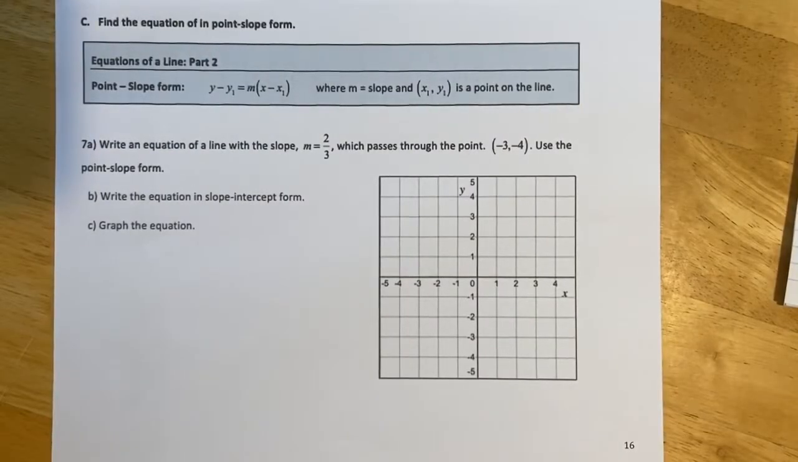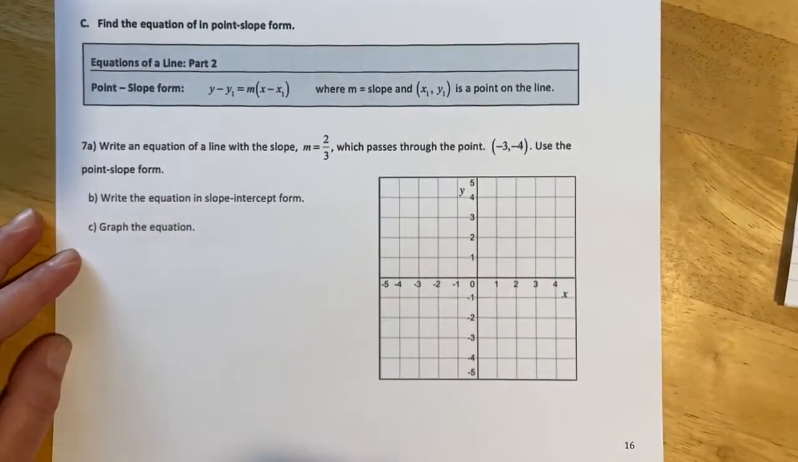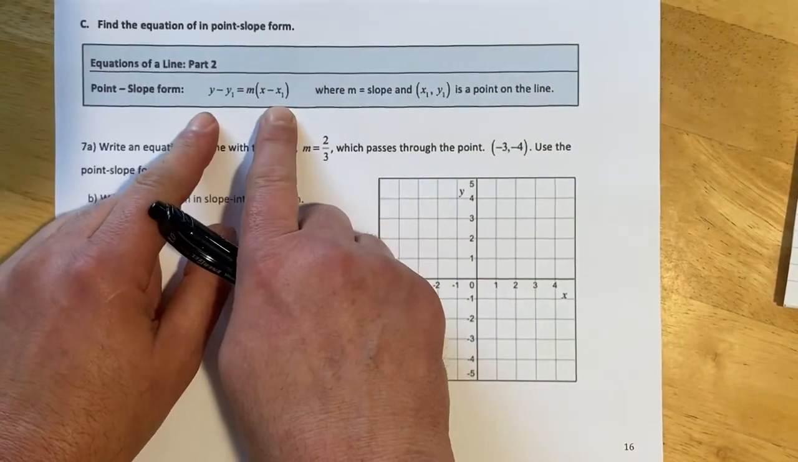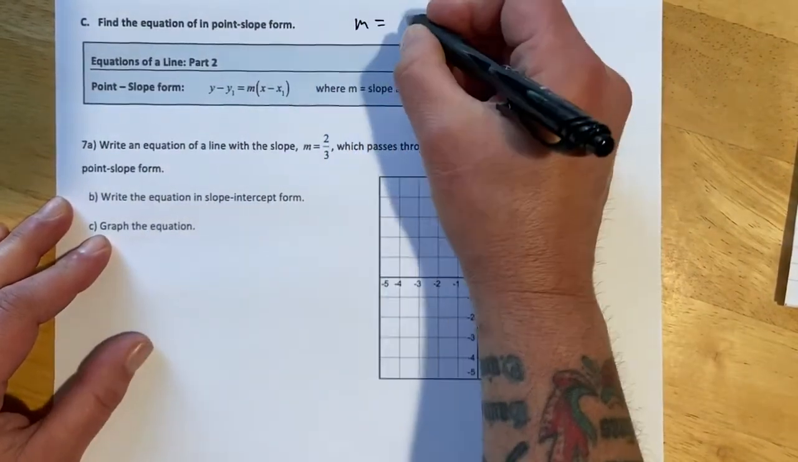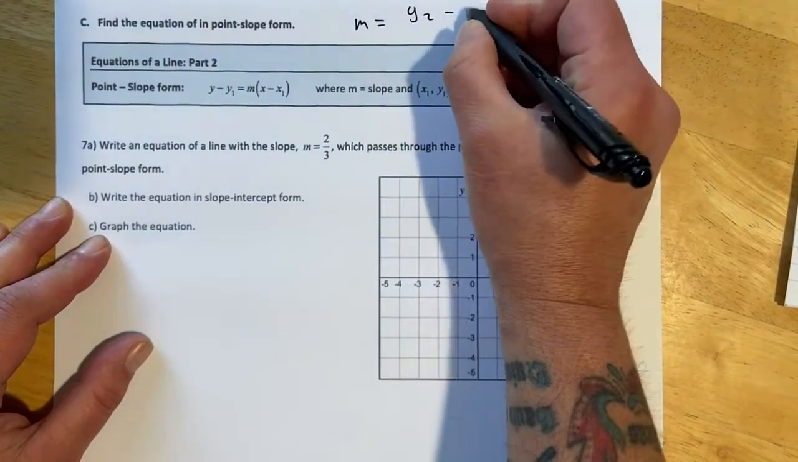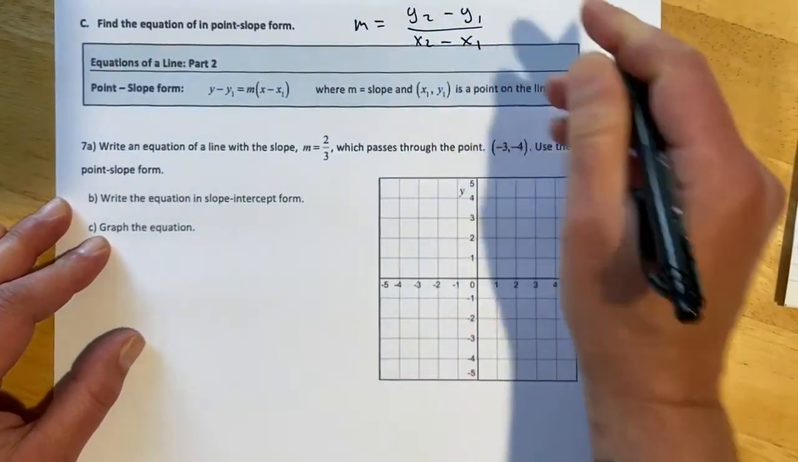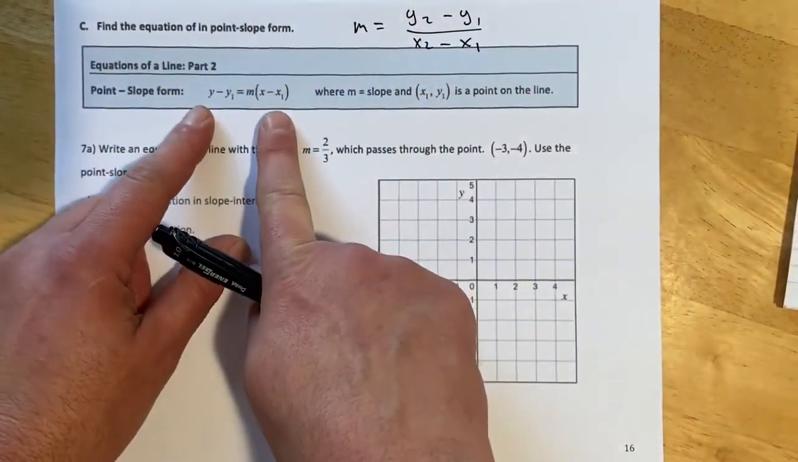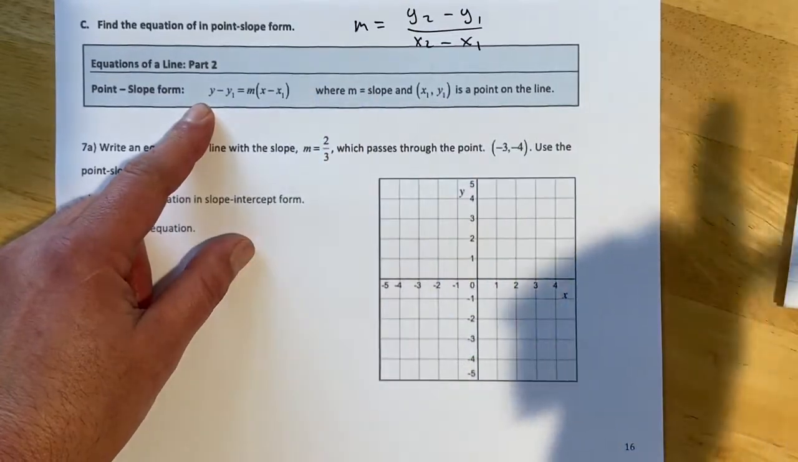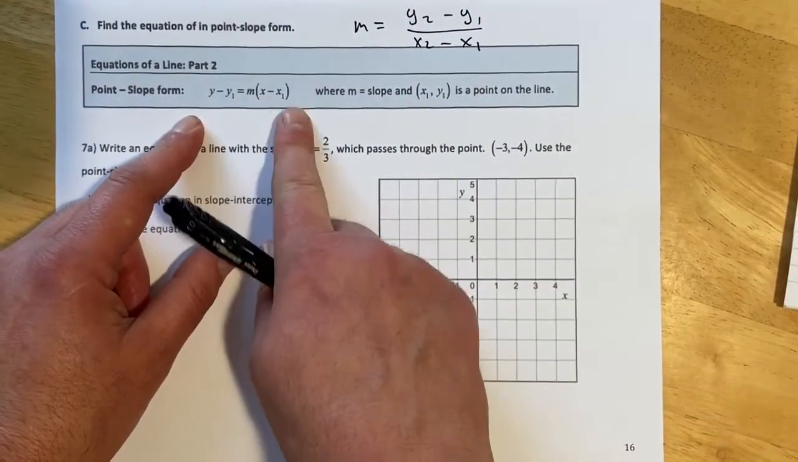This is part 2 of the 2.2 video. So picking back up at finding the equation of a line in point slope form. So point slope form is this right here. If you remember our slope formula, y2 minus y1 over x2 minus x1, and I multiply both sides by x2 minus x1, then basically that's the exact same thing as point slope form. And in this case, m is still a slope, and then the x1, y1 is a point.